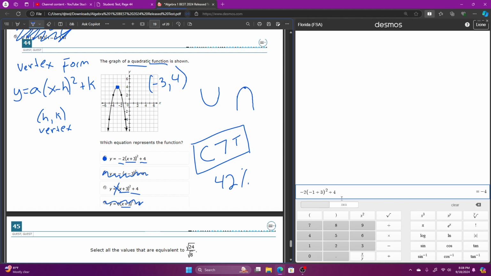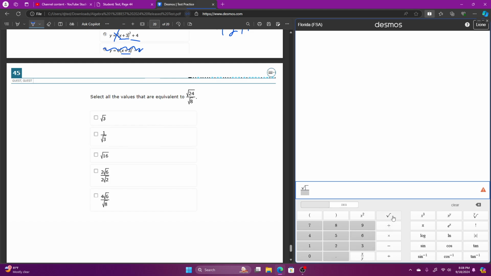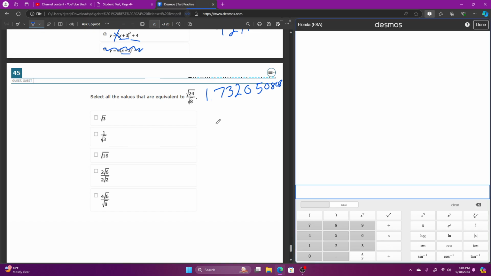And now we are moving on to the very last question on this practice test, question number 45, which says, select all the values that are equivalent to the square root of 24 over the square root of 8. And right away, I'm going to my calculator. Square root of 24 over the square root of 8. I get 1.7320508088. And then you can just check them all. Do they match this? Square root of 3, 1.7302050808. Match on the calculator.